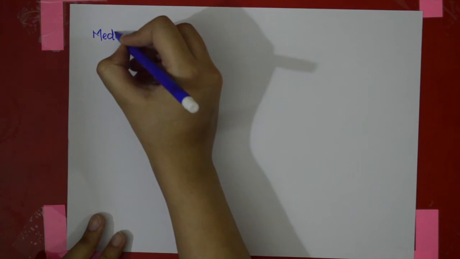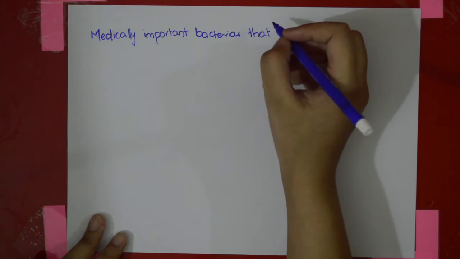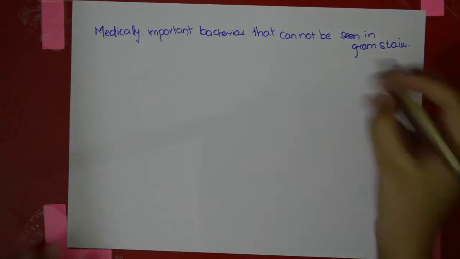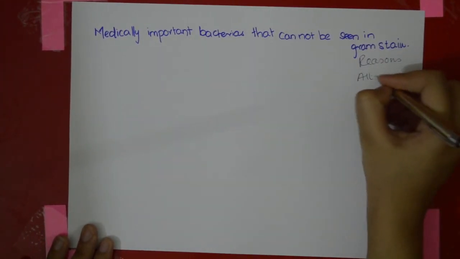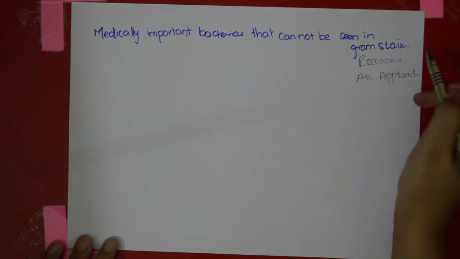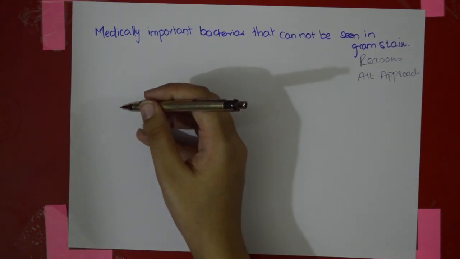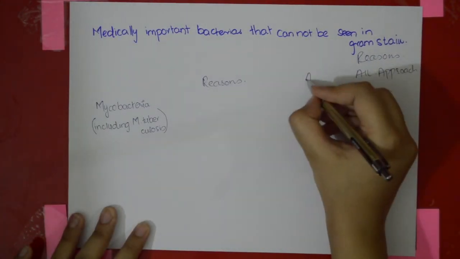Next question is about the medically important bacteria that cannot be seen in gram stain. Again, this question is from chapter 2. I'm only going to mention 4 of them, and obviously the question also states that you have to give reasons and the alternative approach taken when these bacteria cannot be seen in gram stain. So the first one is mycobacteria including M. tuberculosis. What is the reason and the alternative approach?